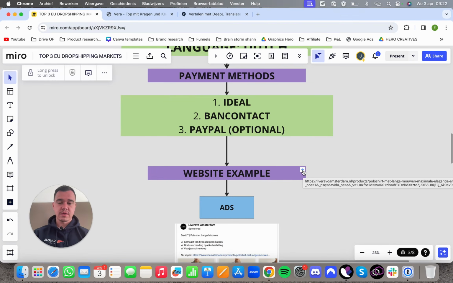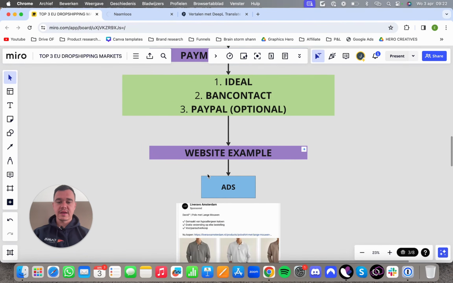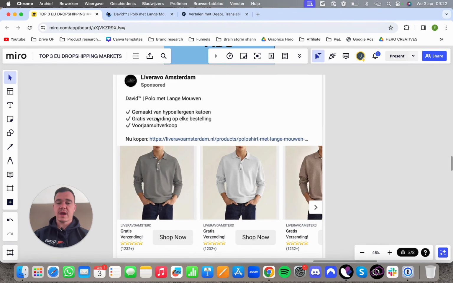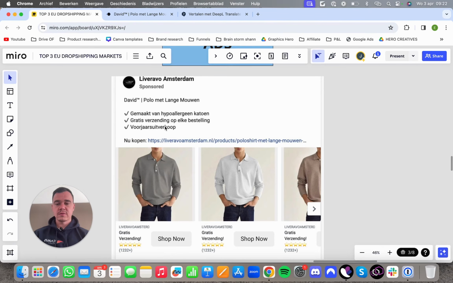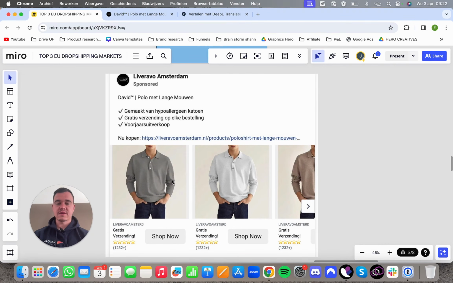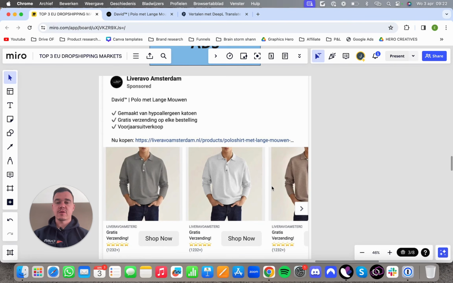So let's open our website example already, and let's see what kind of advertisement I found. I found this advertisement. They made a nice carousel ad, so you see these blues, and I think this looks awesome. They have used a nice color background. I think the color scheme is very nice. They are selling a polo, as you can see. Instead of "shop now", here it says "nu kopen". That means buy now. Some small upsells, some small benefits, that's it. As you can see, pretty simple ad copy. I think the advertisement looks very good.